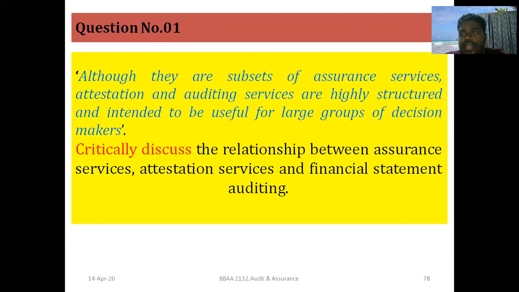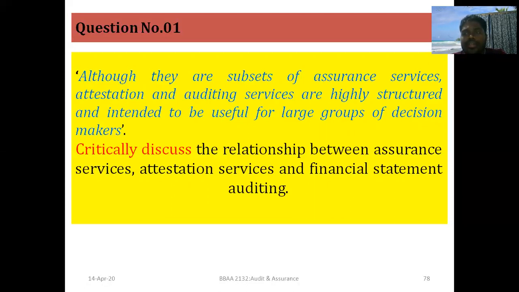Okay, the first question. Although there are subsets of assurance services, attestation and auditing services are highly structured and intended to be useful for large groups of decision makers. This particular statement is given in inverted commas. So I'm going to read the statement again. Although there are subsets of assurance services, attestation and auditing services are highly structured and intended to be useful for a large group of decision makers. Just read this sentence, which is given in inverted commas.